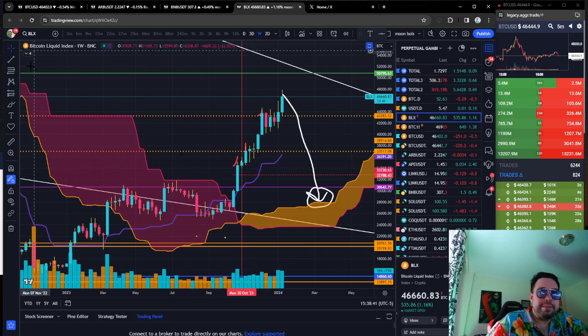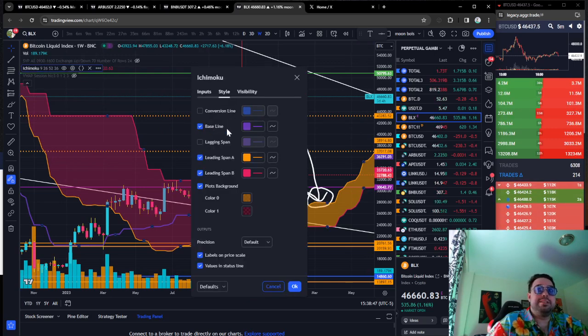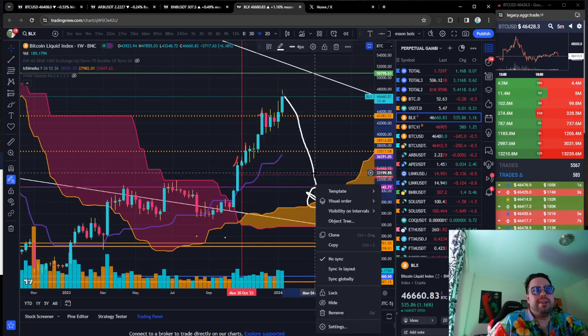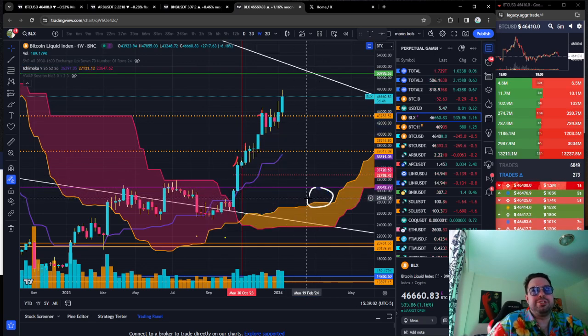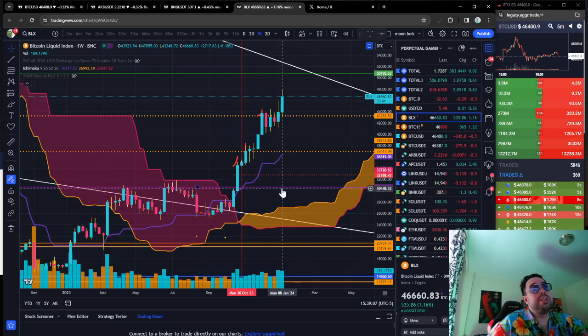The second thing about the Ichi Cloud that I'm going to talk about in this part of the video is very simple, the baseline. I don't use the conversion line, I use the baseline. And the baseline, if you look at the math, is 26. It technically means it's the 26 moving average. But unironically, this 26 moving average also is a very good indicator, and sometimes a pre-indicator to something being bullish or bearish.